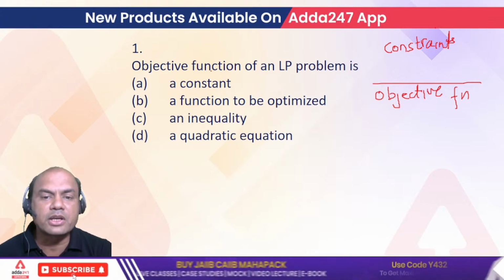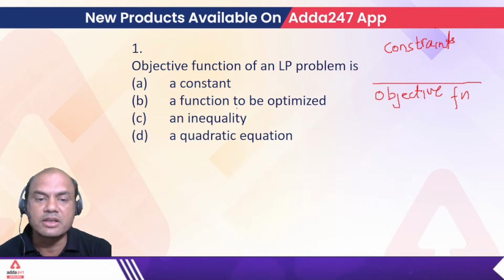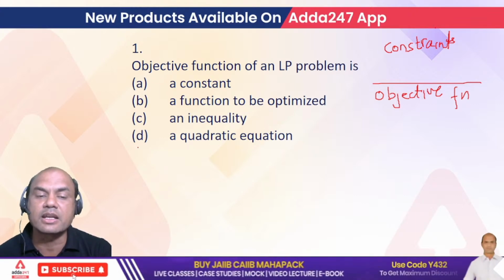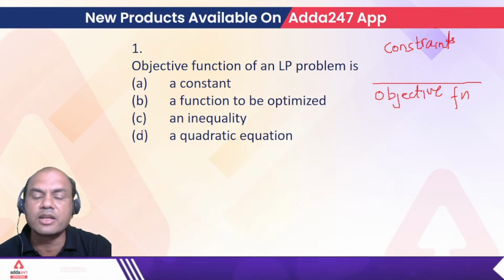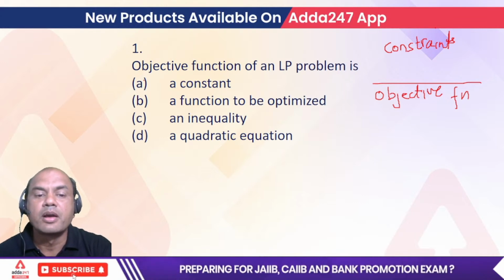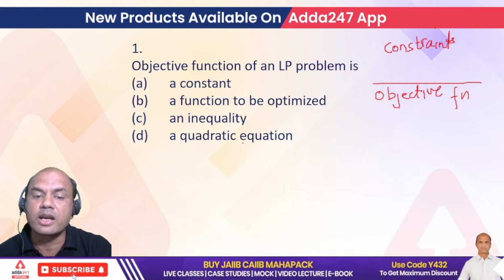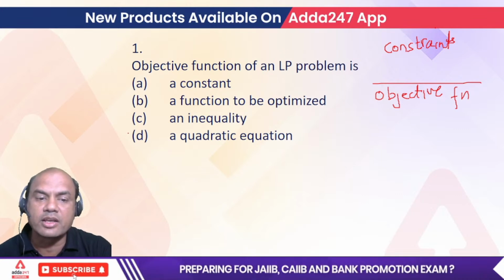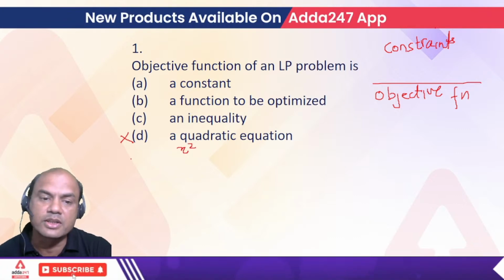So objective function of an LPP is: a constant, a function to be optimized, an inequality, or a quadratic equation. Which of these is the correct answer? I'll give you 5 seconds for typing A, B, C and D. What do you think is the correct answer? We call it a linear function, right? Linear programming. So quadratic is out. Quadratic means x square, y square, raised to the power 2. Is it a part of linear? No. So this is out.